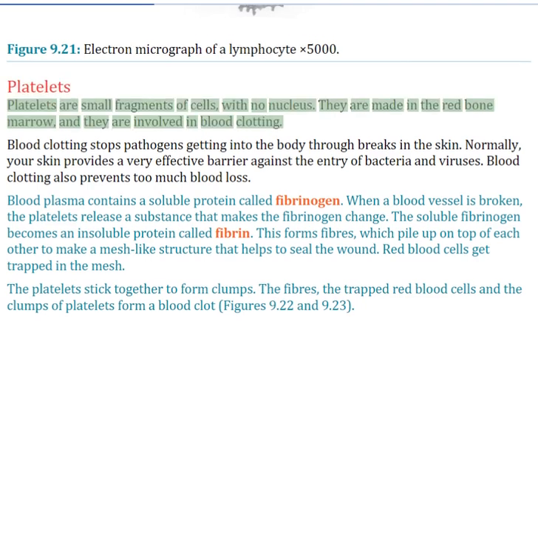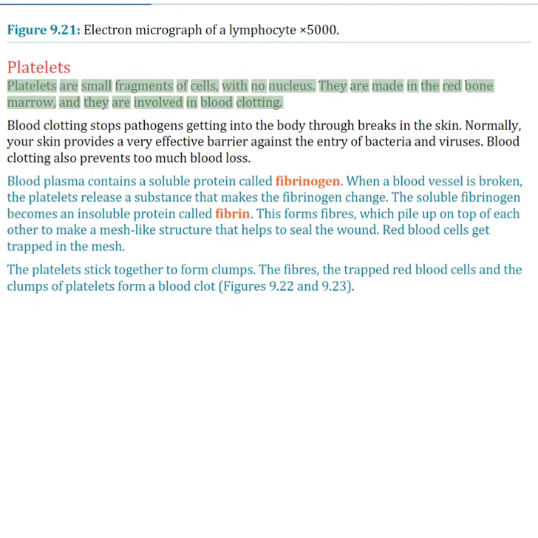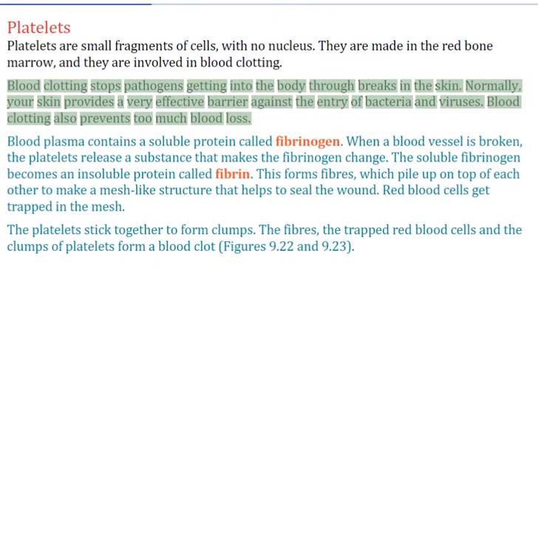Platelets. Platelets are small fragments of cells with no nucleus. They are made in the red bone marrow, and they are involved in blood clotting. Blood clotting stops pathogens getting into the body through breaks in the skin. Normally, your skin provides a very effective barrier against the entry of bacteria and viruses. Blood clotting also prevents too much blood loss.